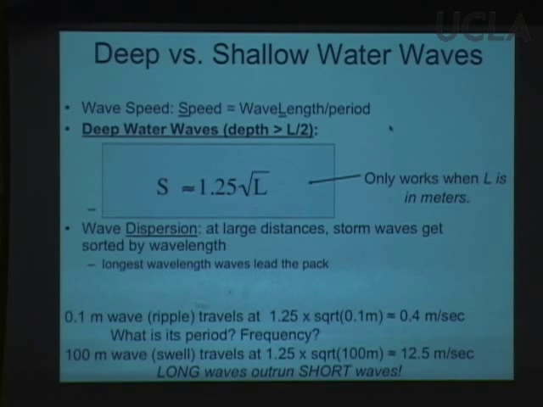Okay, so in this case, the period would be about 8 seconds, because it takes 8 seconds for 100 meters to go by at 12.5 meters per second. And so the frequency would be 1/8. And that's pretty typical for an ocean wave. Every few seconds or something like that, you'll get a swash up onto the beach.